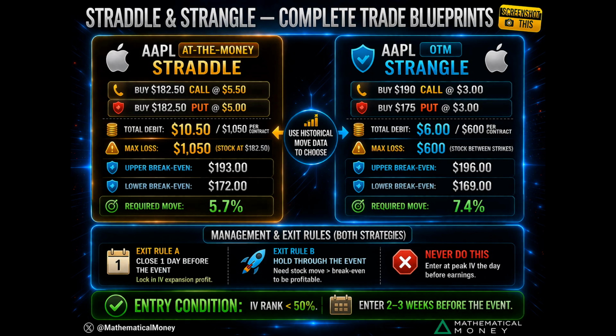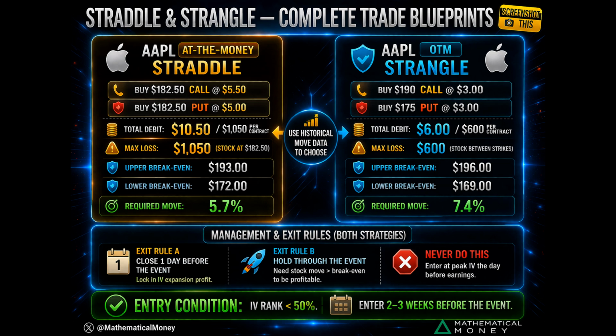Complete straddle and strangle summary. Underlying: Apple at $182.50. Earnings in 3 weeks. IV rank at 35. Straddle: buy $182.50 call at $5.50. Buy $182.50 put at $5. Total debit, $10.50, $1,050. Upper break-even, $193. Lower break-even, $172. Required move, 5.7% in either direction.